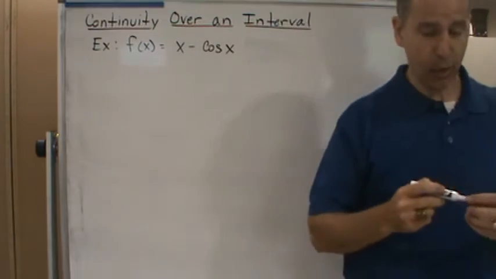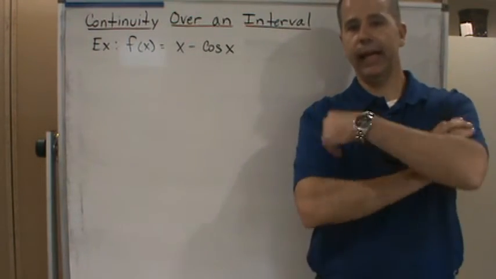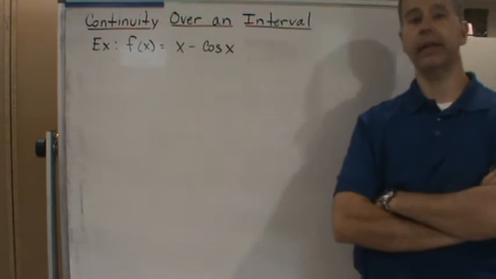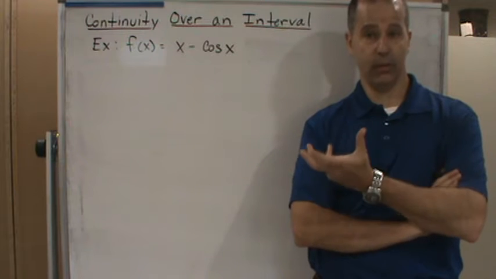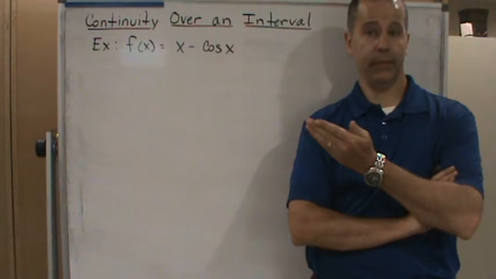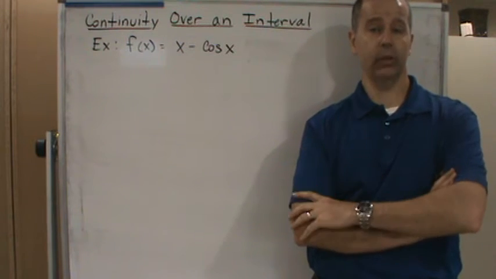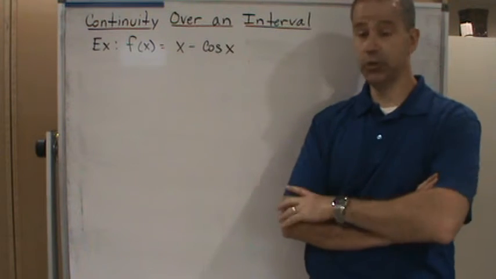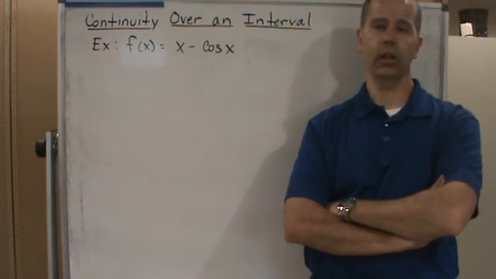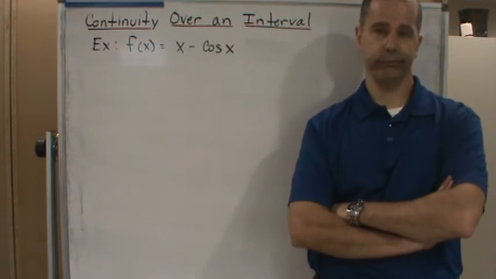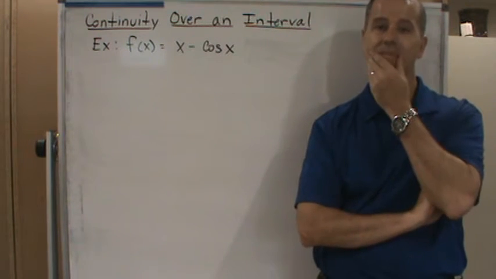Okay, welcome back. Now we're going to do an example. And in this example, we're going to use the intermediate value theorem to show that there is at least one zero for this given function. Okay, so what they want to do is show that this function has at least one zero. Okay, so how do we do that?